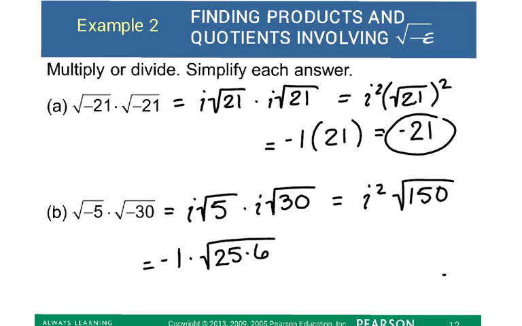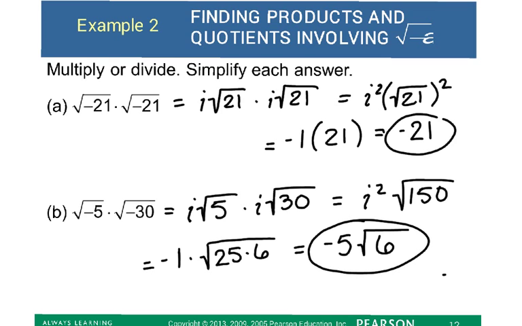So, the number 25, you can take the square root of that. So let's do that. We end up with 5, because the square root of 25 is 5. Then you multiply it to that -1 that we already have. And then what's left over in the radical is our 6. So there's our solution, -5 square root of 6.